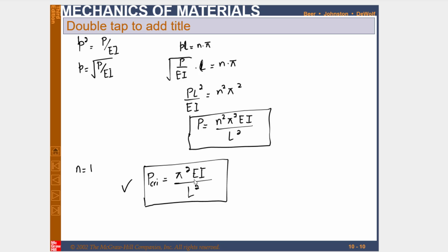So this is the P critical, and that is equal to pi square EI over L square. And this applied load should be less than this P critical. Clear?